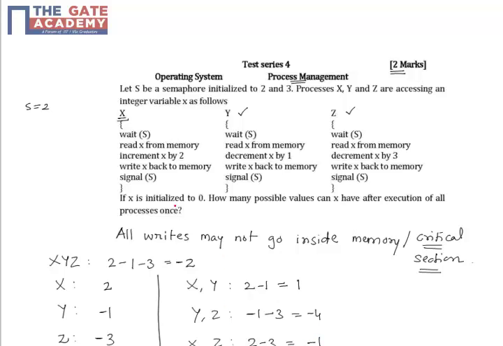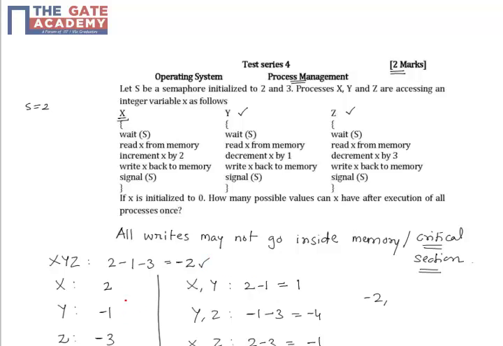So the question is how many values. Depending on when the processes are accessing their critical sections and whether their writes are going into the memory or not, whether their writes are read by the other processes or not, there can be different values of X after execution of all processes once. So we want to find the possible values. So -2 is one possible value.